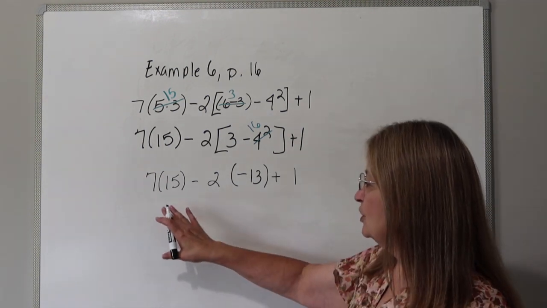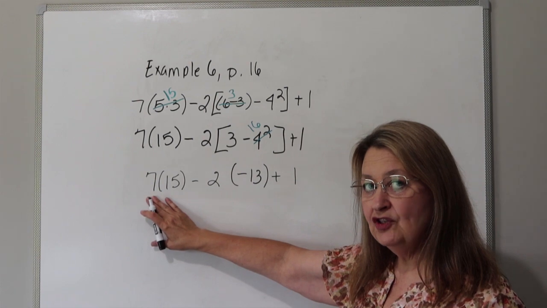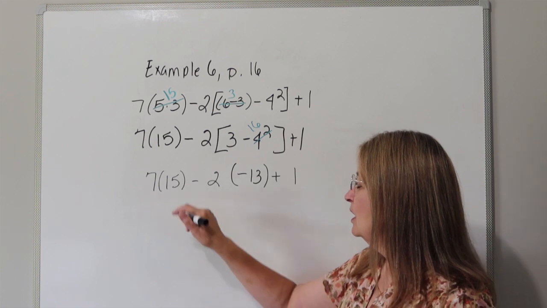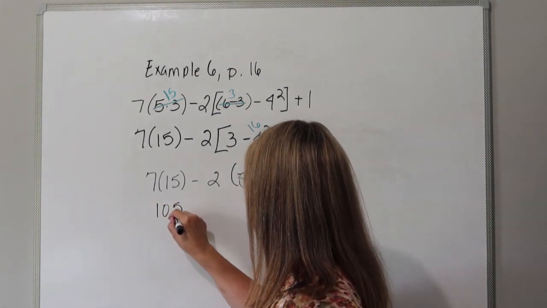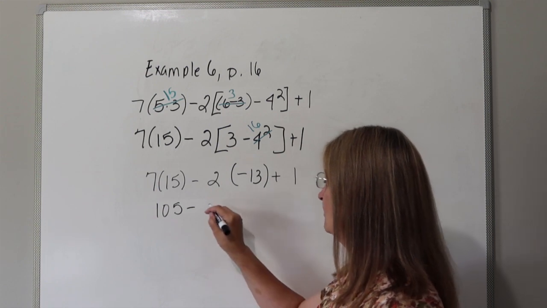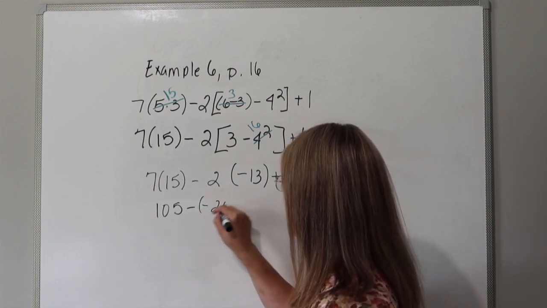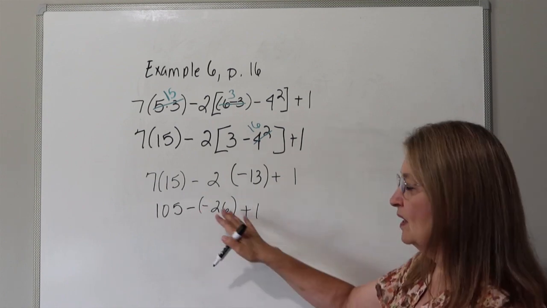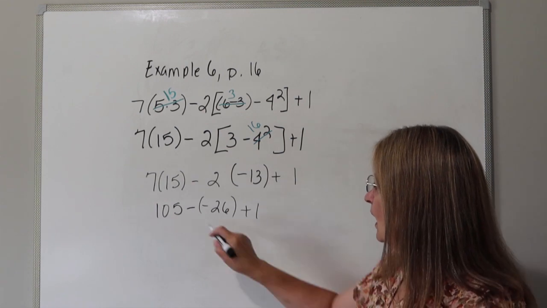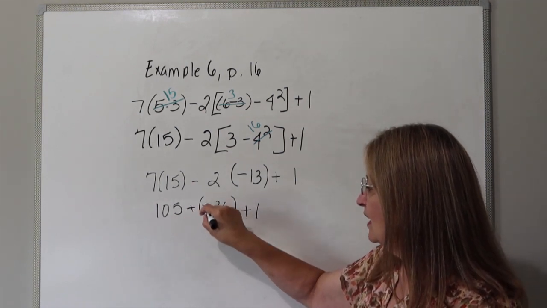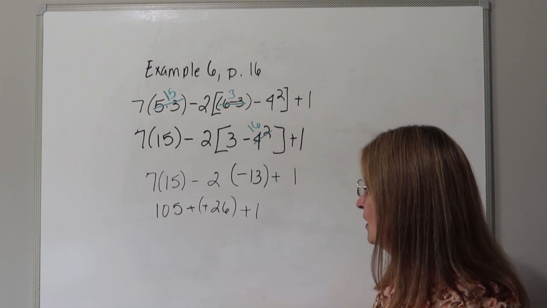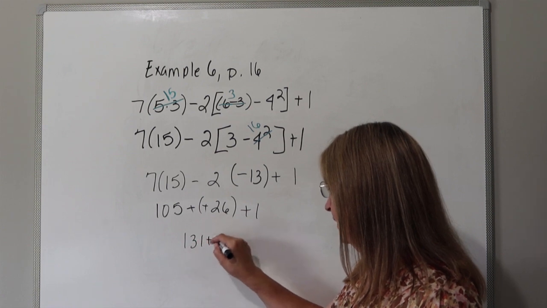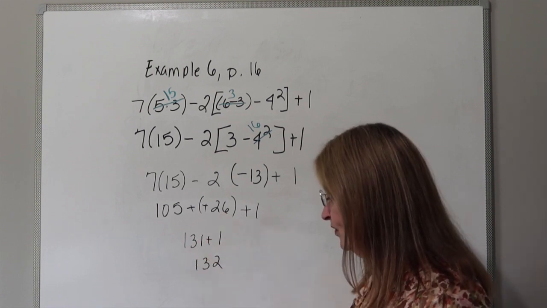In this step, we're ready to go to the left and perform the multiplication that we have, or division. We don't have any division, so we're just going to take care of the multiplication. Now, 7 times 15 is 105, and 2 times negative 13 is negative 26, and 1 is here. Now, I put this in parentheses just to group the negative sign with its number. Now what happens when you have minus a negative? They cancel each other out and become plus a positive. So when you add 105 plus 26 is 131, plus 1 is 132.